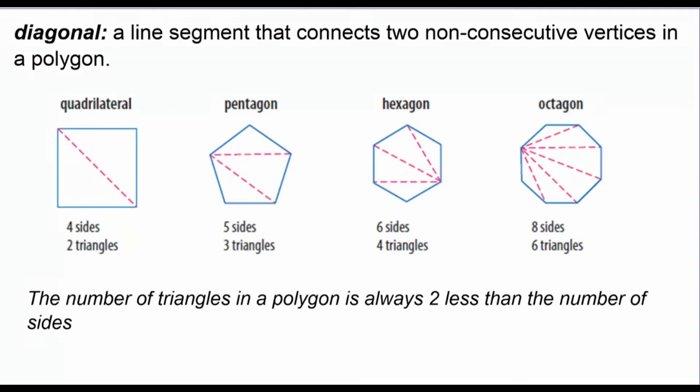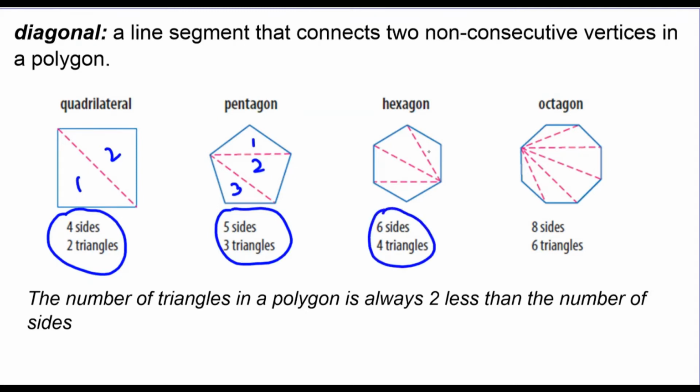Basically, it's cutting the shape into triangles like we just did. So if we notice, a quadrilateral has 4 sides and 2 triangles. A pentagon has 5 sides and 3 triangles. A hexagon has 6 sides and 4 triangles. And an octagon, so we skipped some here, an octagon has 8 sides and 6 triangles.